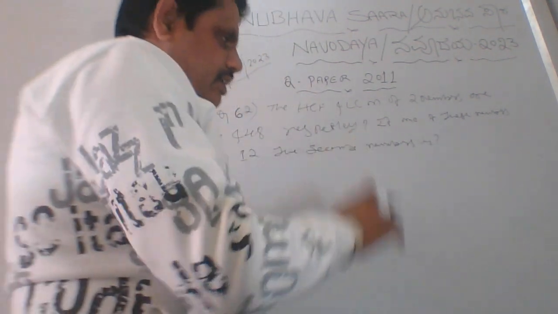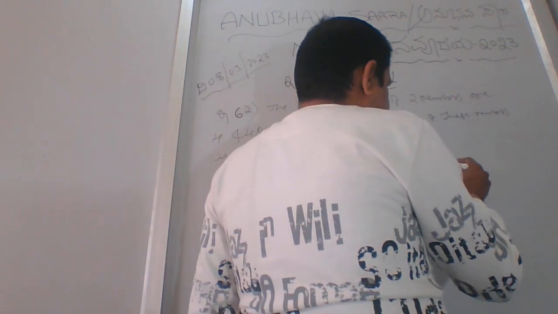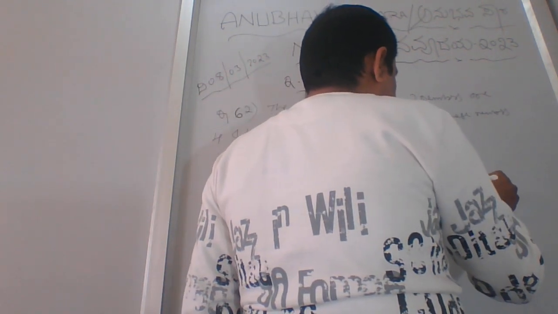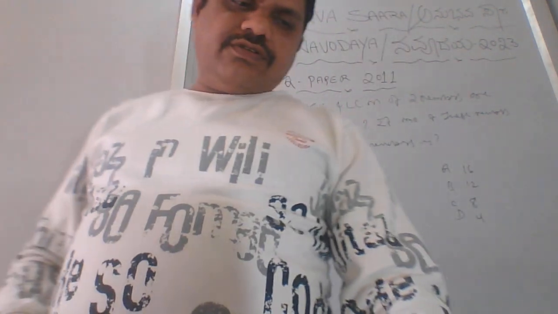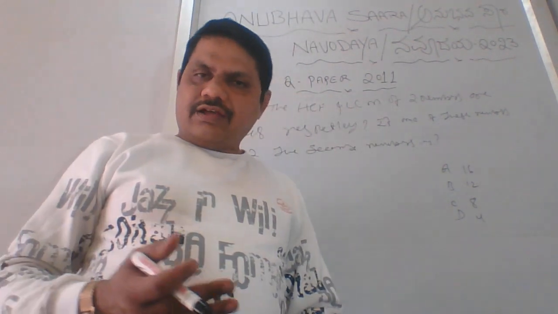So let us write the options, then we can discuss the question and answer. A, B, C, D: 16, 12, 8, 4. Okay, so this is the question. Let's understand the question first and we can plan accordingly.